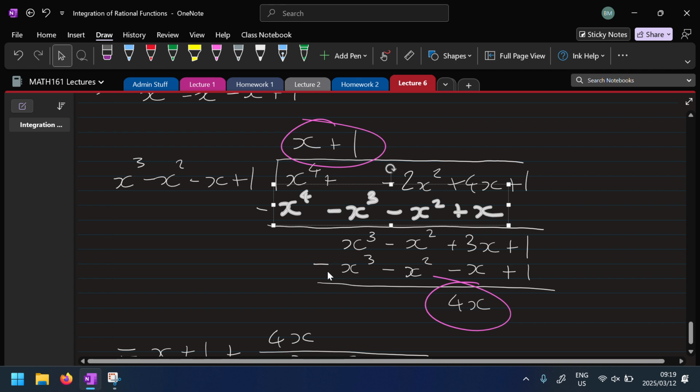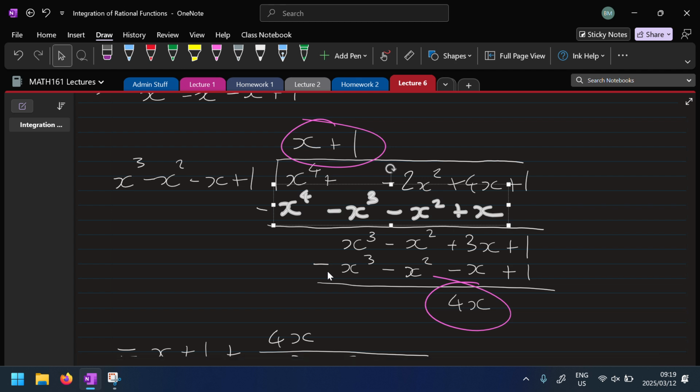4x. But this degree, 4x is 1. This degree is 3. We don't need to divide anymore. Because the top degree is 1. The bottom degree is 3. Well, that's what we wanted. We wanted the top degree to be less than the bottom. So we stop there. And whatever that is, that's our remainder. Whatever's at the top, that is our whole number part.